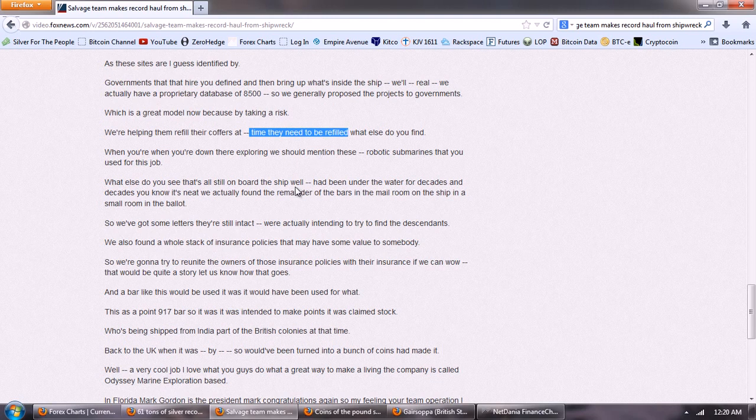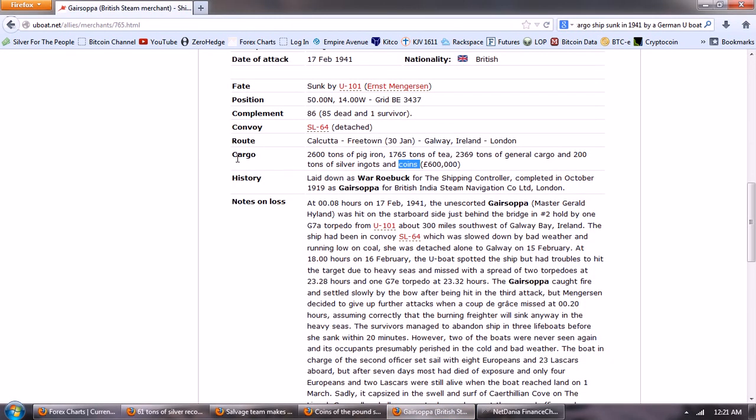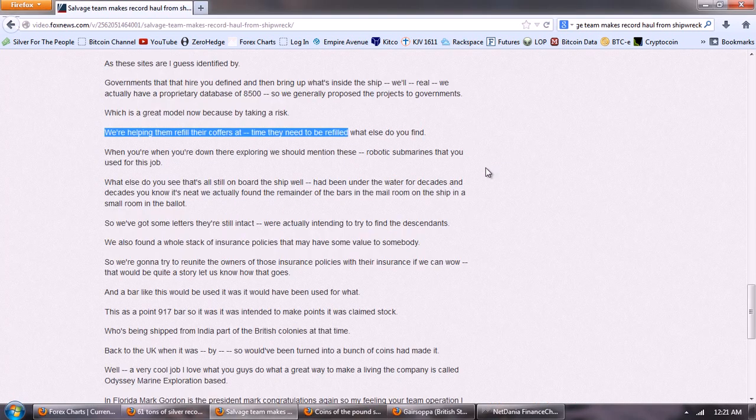So you'll have to watch the video and watch him mention that. Now that's very interesting because this find is a silver find. There's no gold on this ship. And they knew this. We know that from the Gersoppa cargo explanation. They knew what was on this ship. They had a database of 8,500 ships, and they went after the ship that had the silver, because they need to refill their coffers.